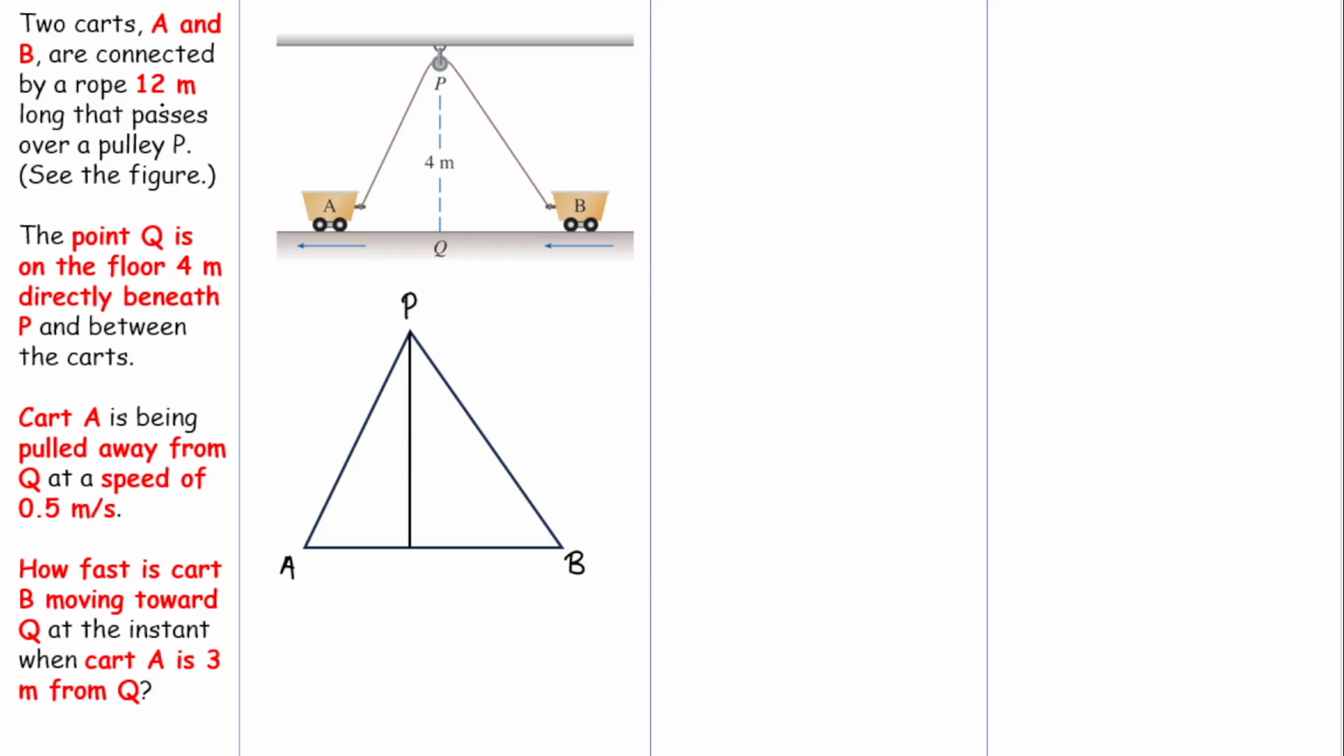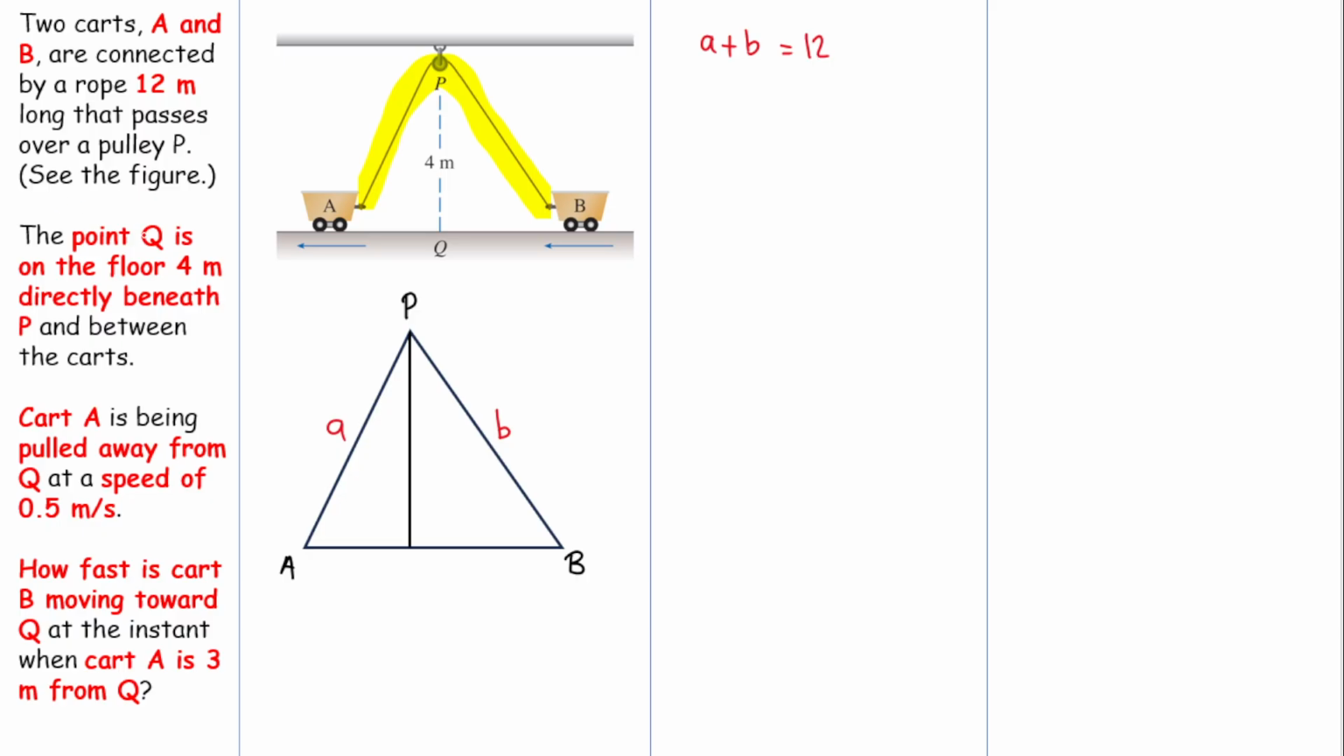And they are 12 meters long, right? The rope is 12 meters long. So here we will have this rope that I highlighted in yellow, which is 12 meters long. Okay, and in this case it's separated into two parts, right? AP and PB. Let's name this A and let's name this B. But then we know that the sum of them is 12, right? So I will have A plus B equal to 12. Good.